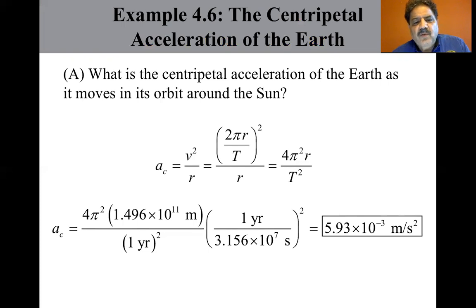So 4 pi squared times the radius divided by the period squared, where the period is 3.156 times 10 to the 7th seconds in a year. If you multiply that out, we get 5.93 times 10 to the minus 3 meters per second squared. That's a very, very low acceleration. Well, it is. The acceleration is much smaller than the free fall acceleration at the surface of the Earth.